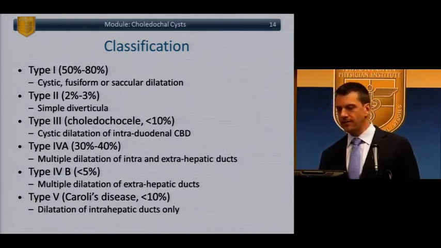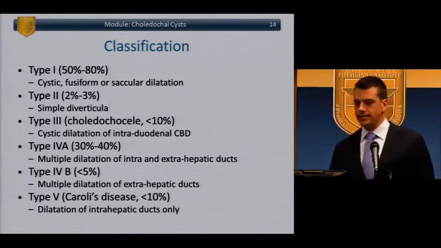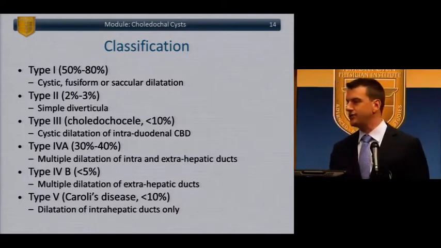Type 4, multiple dilatations, intra and extrahepatic. When these are just extrahepatic, it's 4B. And then Caroli's disease is type 5, and that's dilatation of the intrahepatic ducts only.